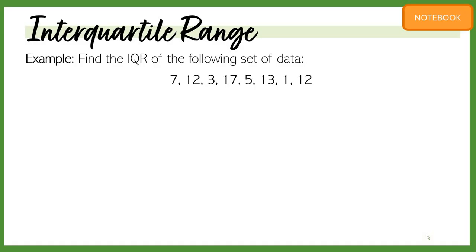Now we're going to follow those steps that we outlined before, starting with just putting this data set in order, right? So just from lowest to highest, we've got 1, 3, 5, 7, 12, 12, 13, and 17, right? The first thing we're going to do is to identify our median to give us our Q2. Now what I can see here is that's actually going to be in between my 7 and my 12. So to get my Q2, I'm going to be doing 12 plus 7 over 2, which is 9.5, okay?